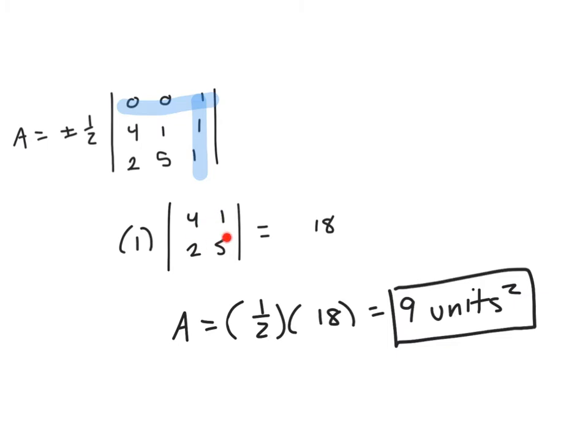And so the determinant of this should be 18. And then you just go back and multiply it by 1/2. It's already positive, so we're happy. So it's 9 units squared. But if you don't want to use that cofactor method to find the determinant, you can always use that diagonal method.